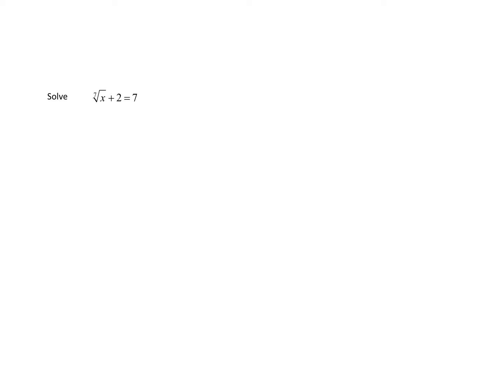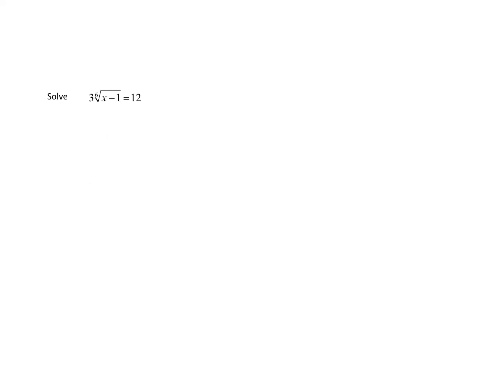We can solve any radicals, and we do the same approach: isolate the radical, and then to get rid of the 7th root, we raise both sides to the power of 7, giving us x of 78,125.